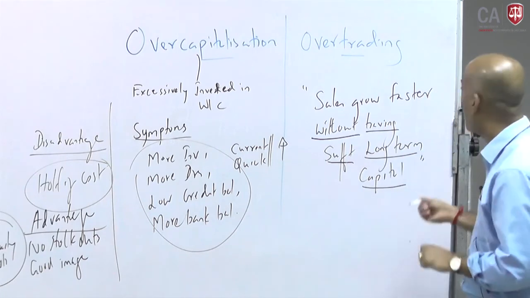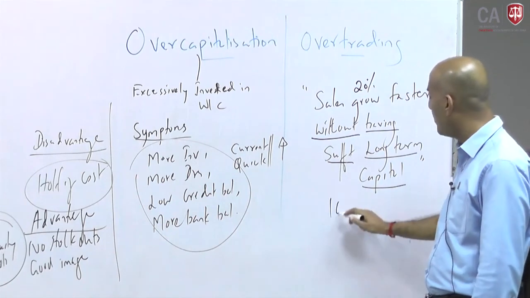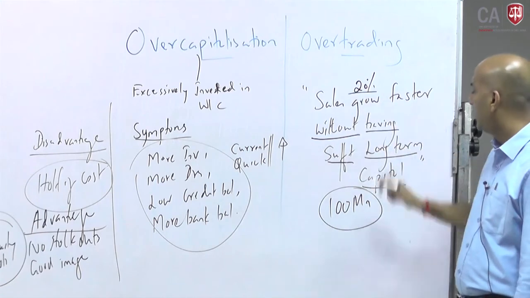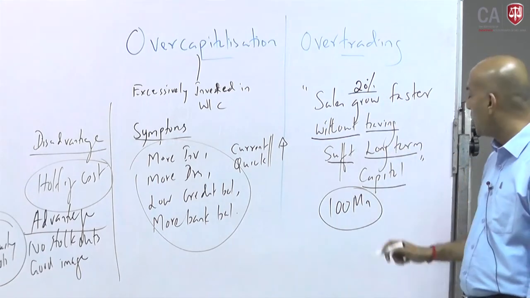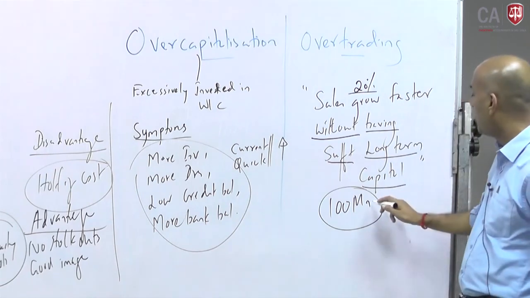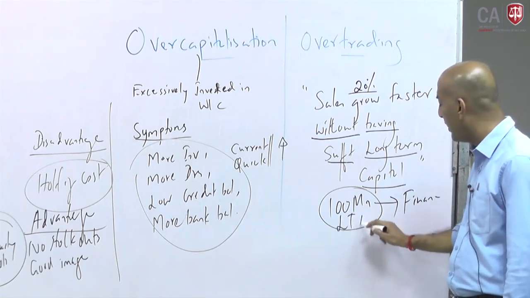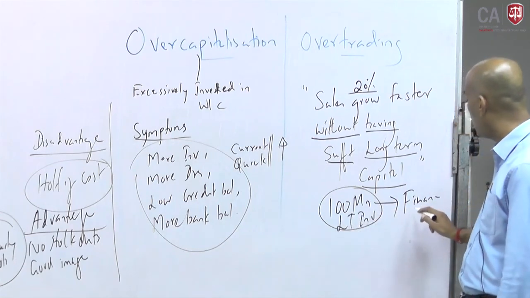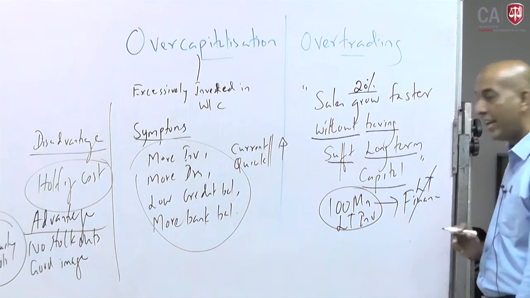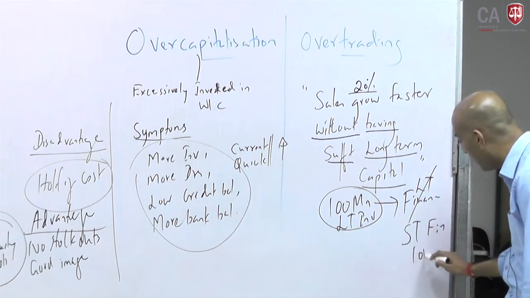For example, in order to achieve say 20% growth, you have to invest 100 million. To invest 100 million, you need to finance it. This is a long-term investment, so you need 100 million of long-term financing. If you don't have long-term financing and you use short-term financing for that 100 million, then that is the problem.